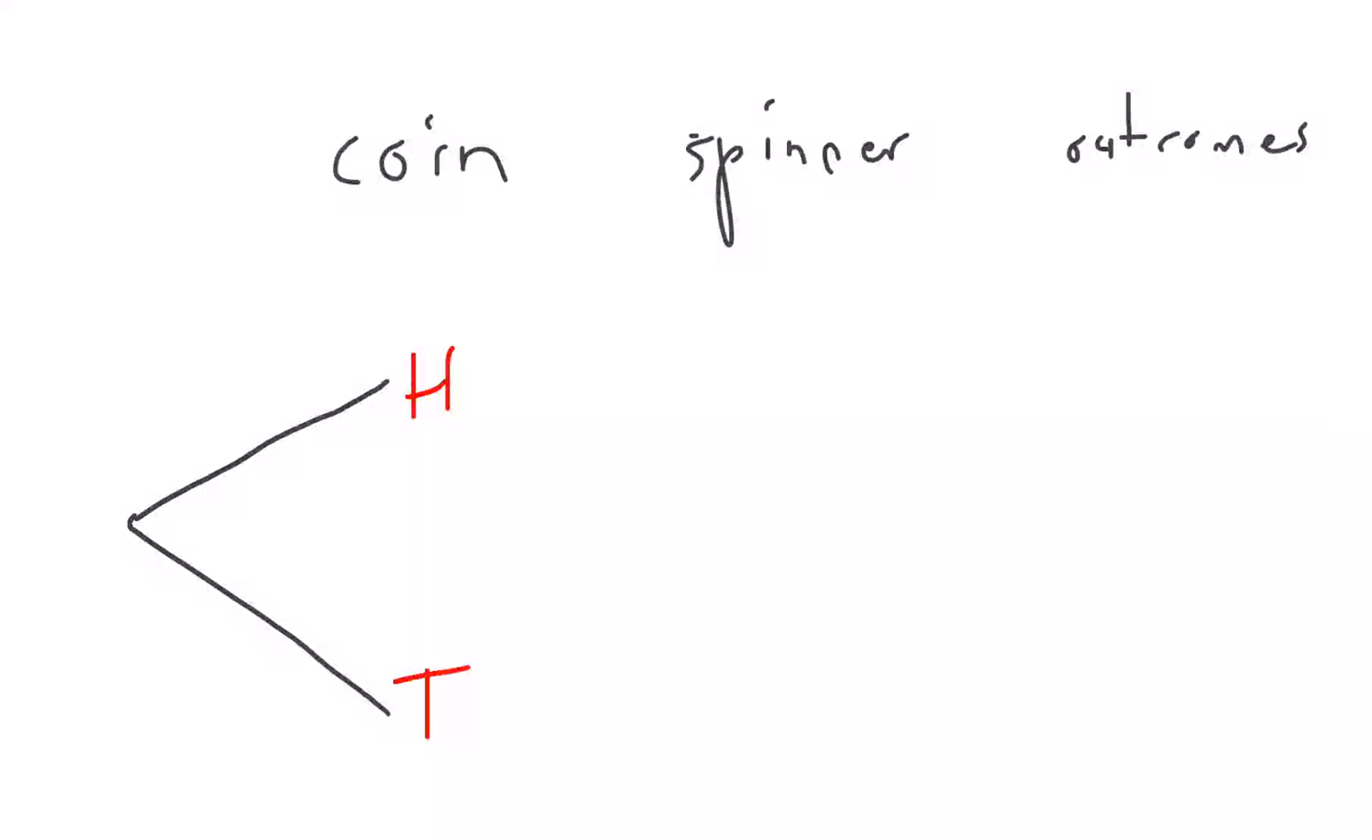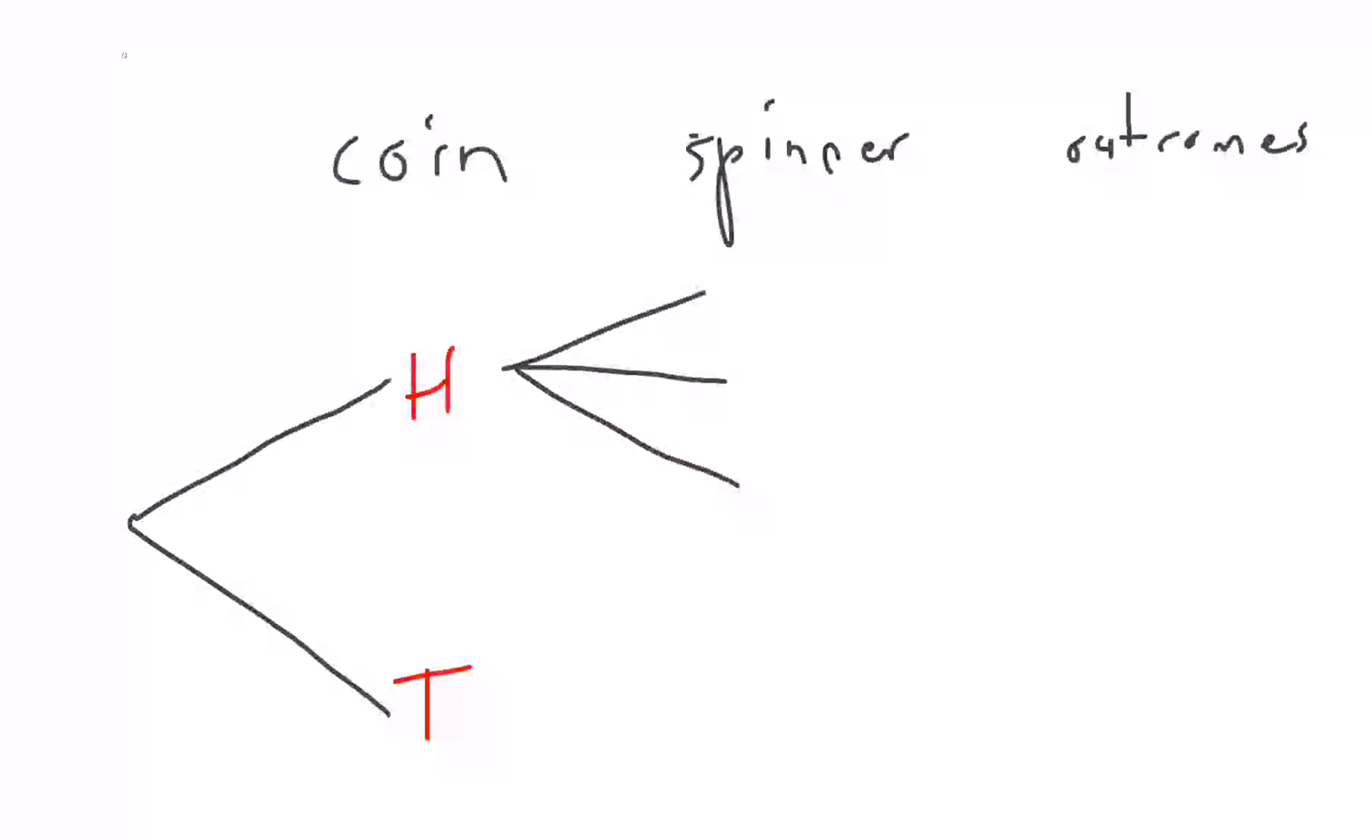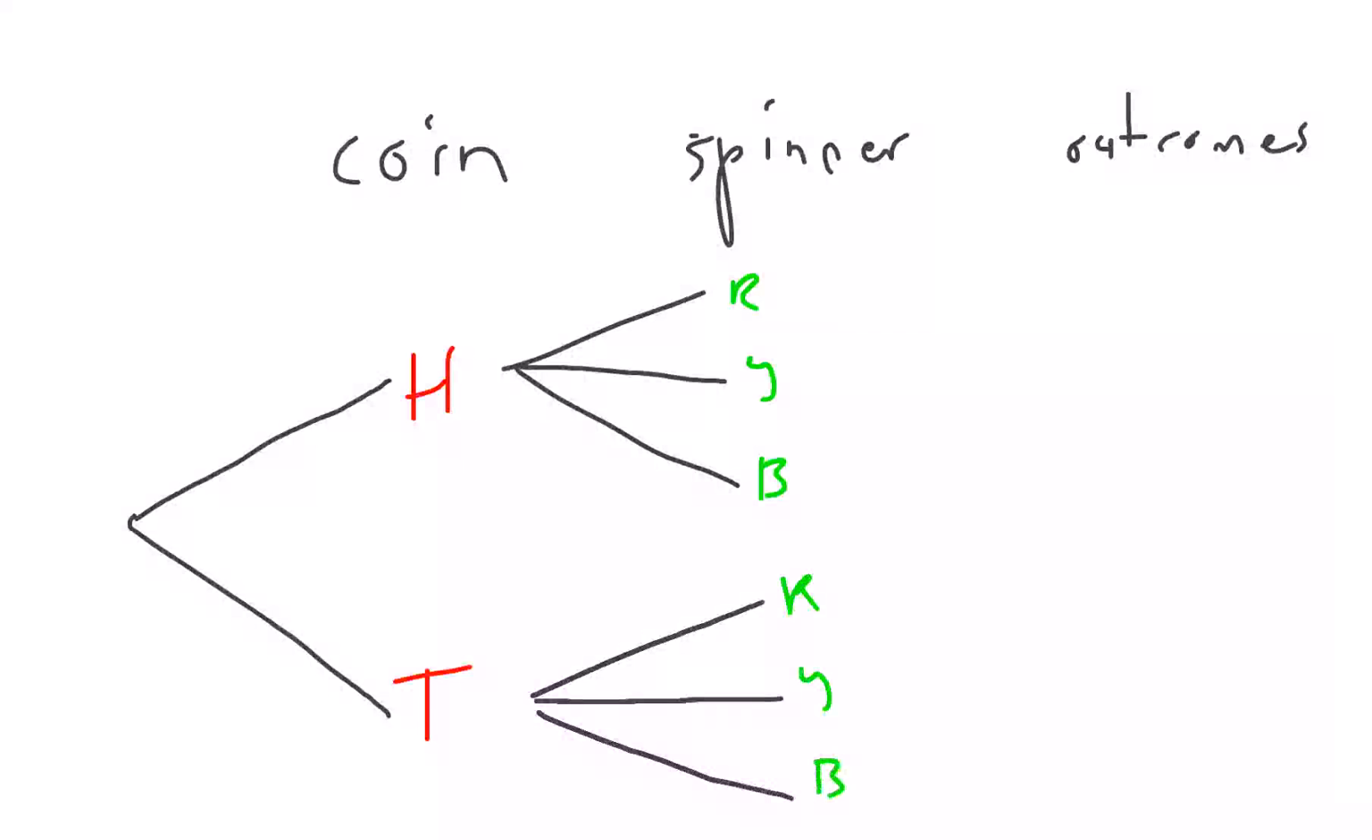After getting heads or tails, we spin the spinner. There were 3 different choices on the spinner. Let's just check what they were. Red, yellow, or blue. So our options there are red, yellow, or blue. We follow along from tails as well, because if we got tails when we tossed the coin, we've still got 3 possibilities for our spinner. Again, red, yellow, or blue. And we follow these along, and we can find our possible outcomes.